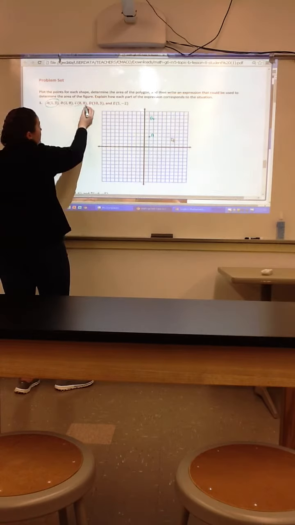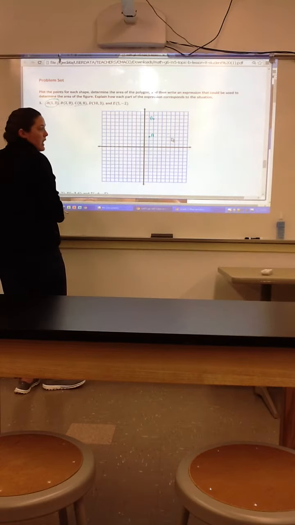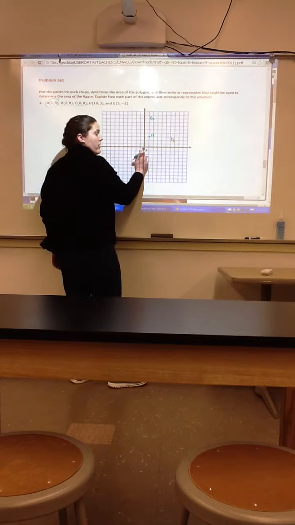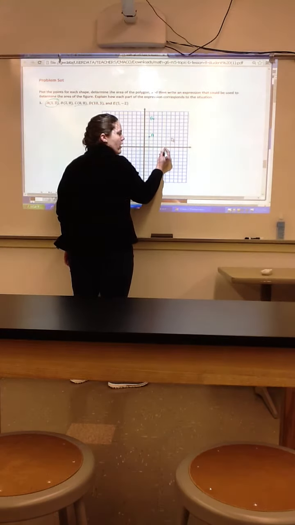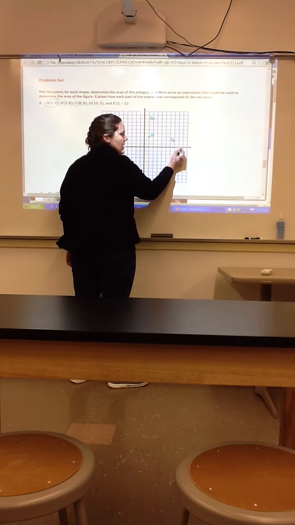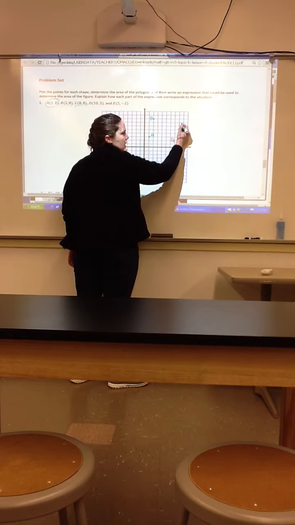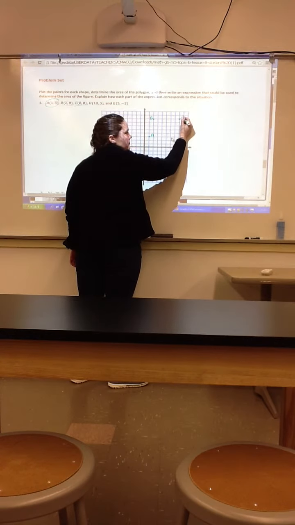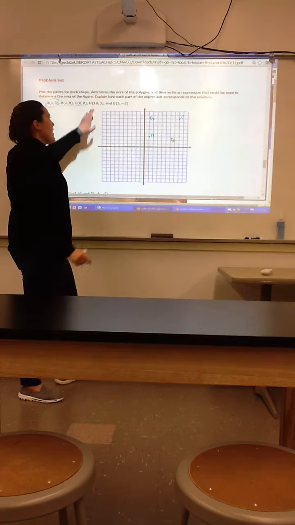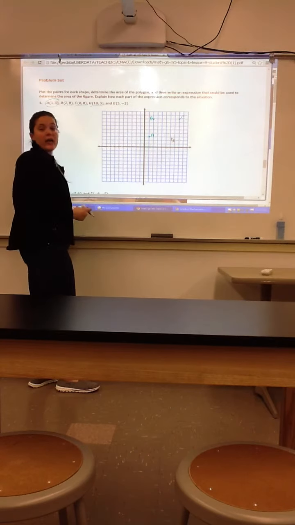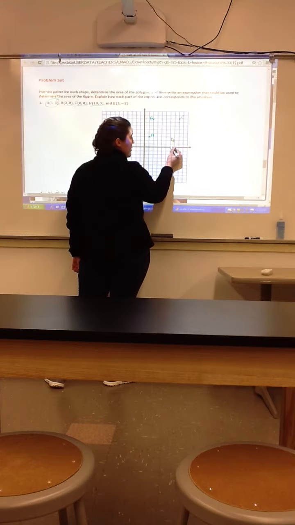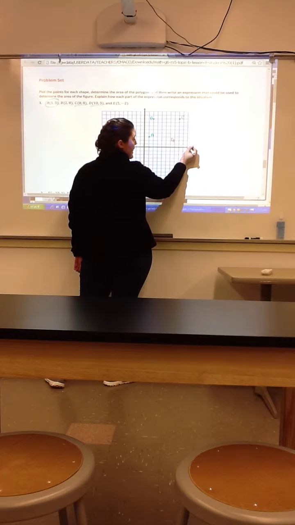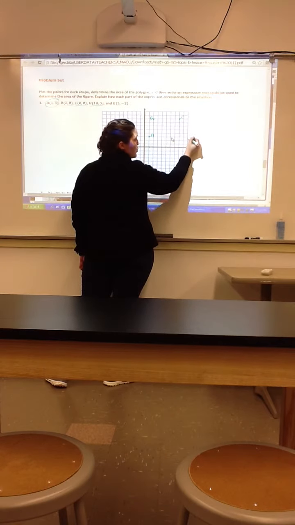The next point is C, 8, 8. So we want to start at our origin, count over 8, 1, 2, 3, 4, 5, 6, 7, 8, and up 8. The next point is D, 10, 3. So over 1, 2, 3, 4, 5, 6, 7, 8, 9, 10, up 1, 2, 3.